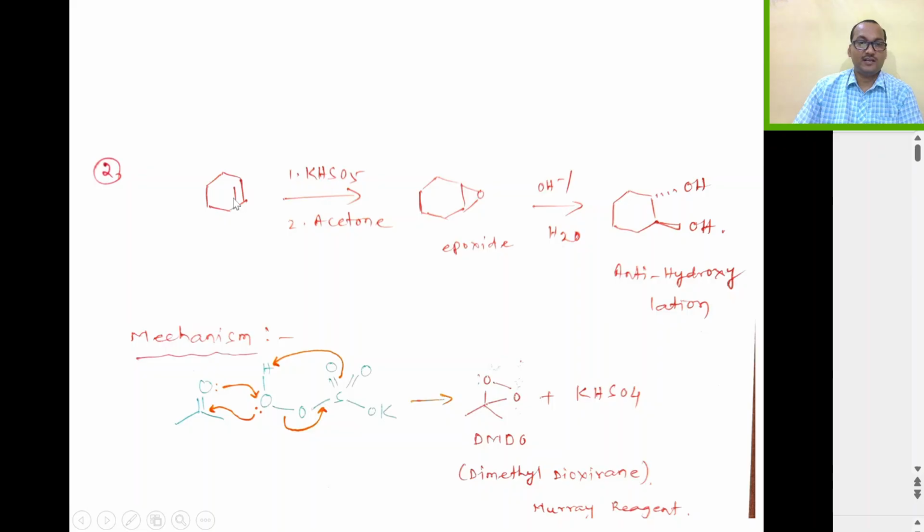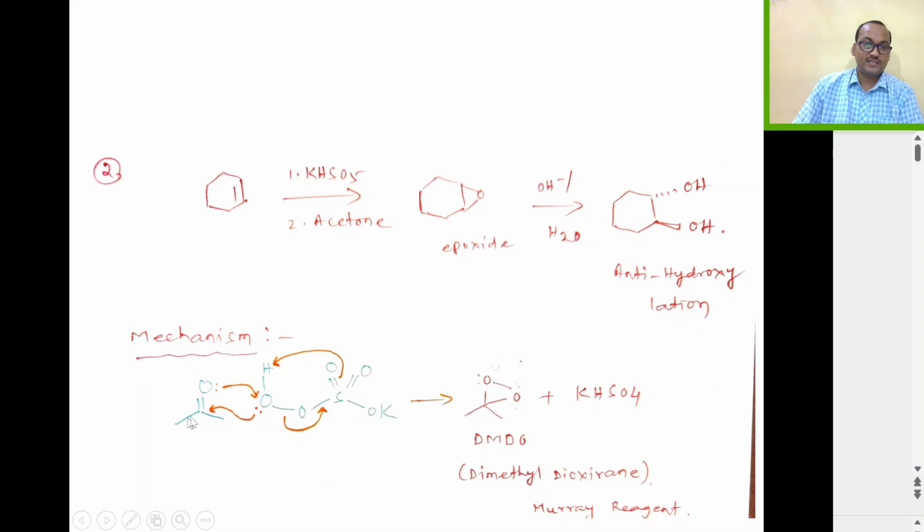Similarly, you can have another reaction. You take an alkene and react it with KHSO5 and acetone. So you end up with this epoxide, and in presence of OH minus and water, you will get this dihydroxylation. So this is the mechanism.